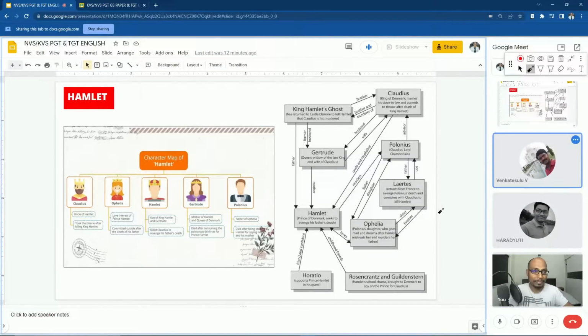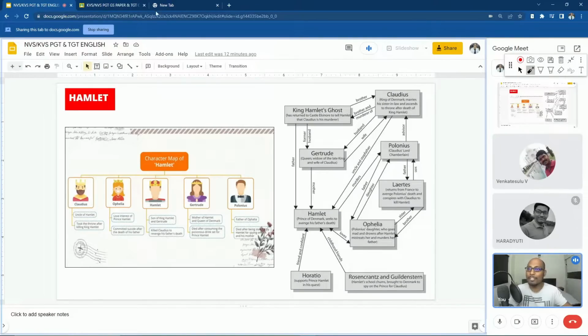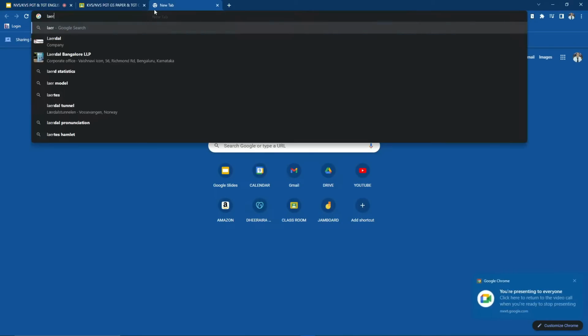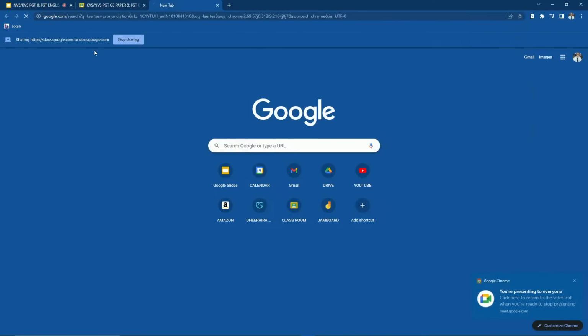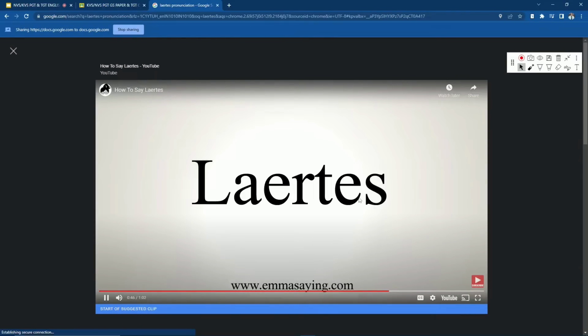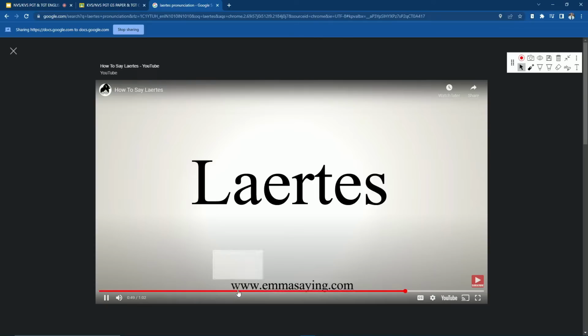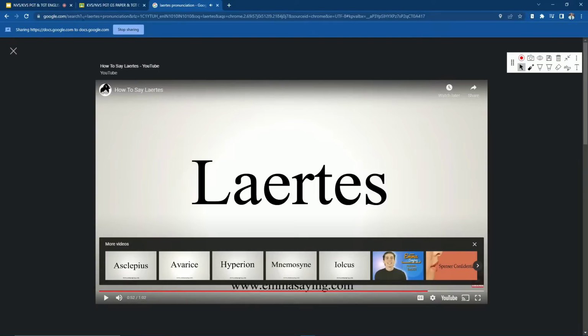Next, can you pronounce the name of his son, Polonius' son? That is Laertes. Shall we listen to the pronunciation? Yes, because most of us have a wrong pronunciation of this character. Laertes. Let us listen to the pronunciation. Laertes or Laertes, what is the pronunciation?